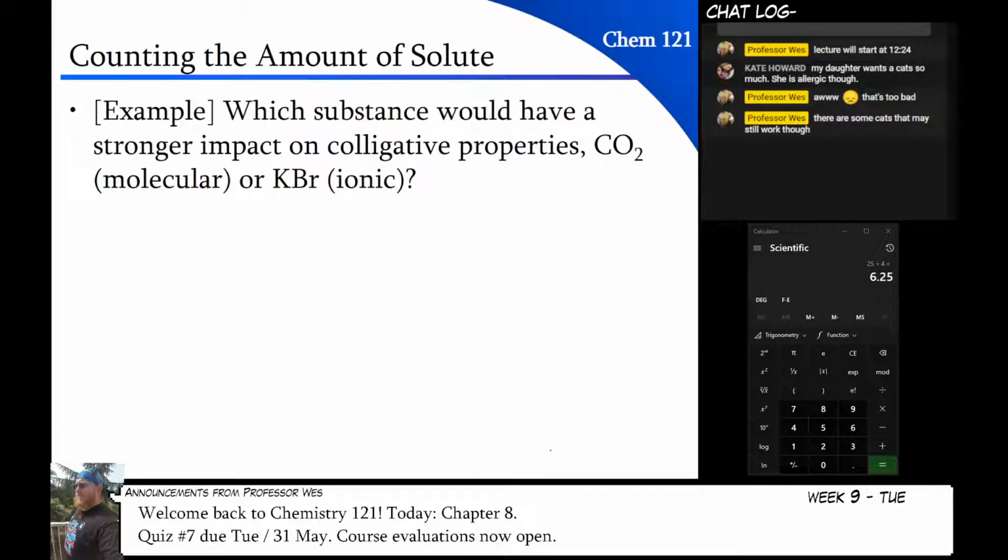All right, so based on our descriptions here, we've got CO2 and KBr. One's molecular, one's ionic. I want you to type in the chat, which do you think will be more effective at creating our so-called colligative properties here? Type your answer in the chat. We'll check it out in just a second.